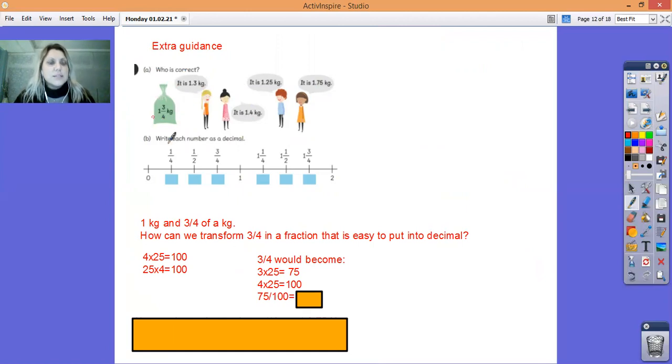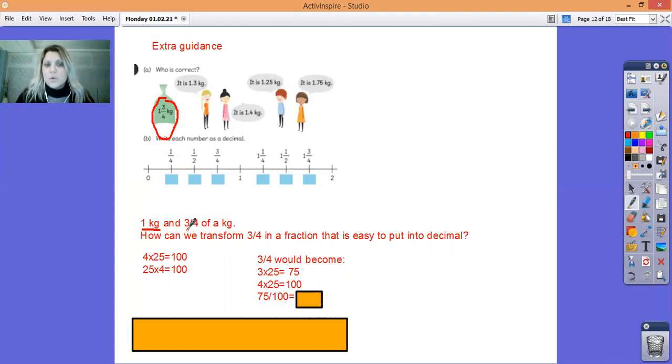Here, as we said, they're telling us different masses, really the weight of some of these bags. We need to compare them, and to compare them, we need to write everything as a decimal. Now, what do we know? We have 1 kilo and 3/4. 1 kilo is already 1 part of our mass, so we need to consider 3/4 and transform it into a decimal.